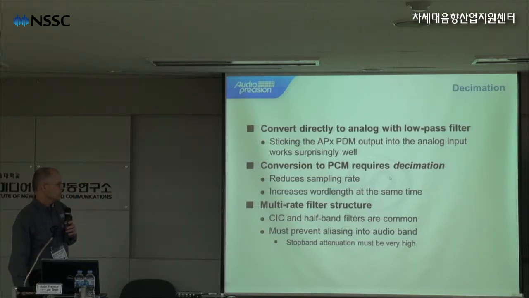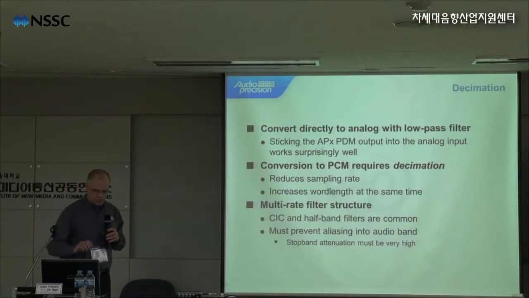So conversion to PCM requires decimation. This reduces the sampling rate, and it increases the word length at the same time. There's a multi-rate filter structure. CIC and half-band filters are common. We must prevent aliasing into the audio band, so the stop band attenuation must be very high.